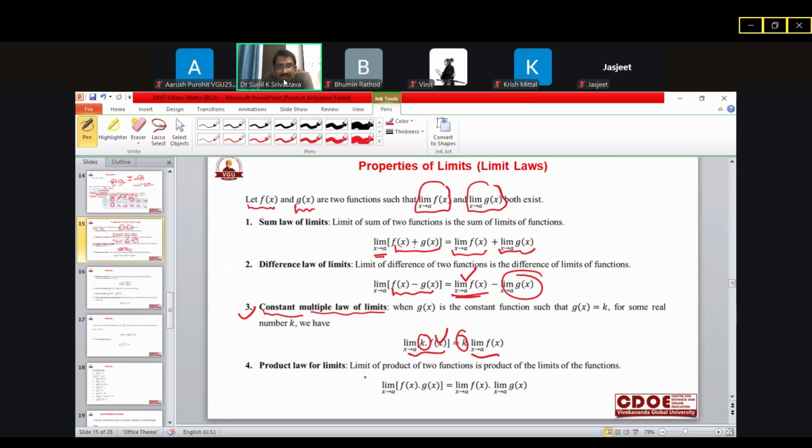Product of limits. The limit of the product of two functions at the same point is determined by the product of their individual limits. The limit of x tends to a of f of x into the limit of the function g of x at x is equal to a.